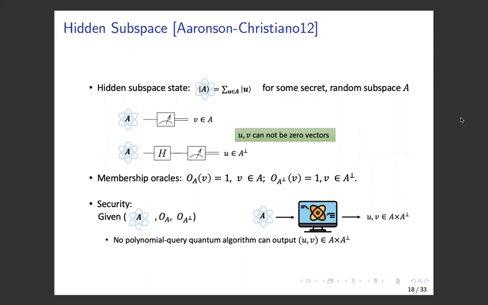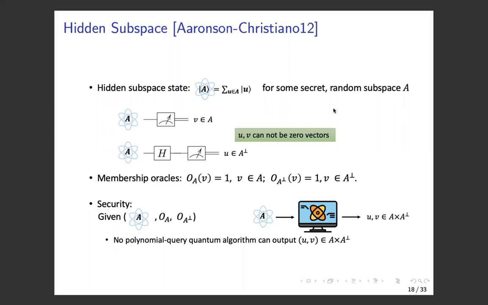For example, from an n-dimensional vector space over the finite field of 2, this subspace, hidden subspace A, has only half the dimension, and the number of elements it contains is negligibly small compared to the whole space. And the subspace state is an equal superposition of all the vectors in this chosen subspace.